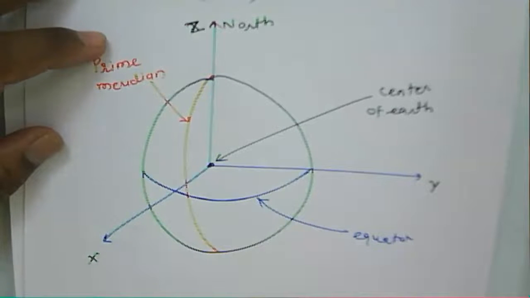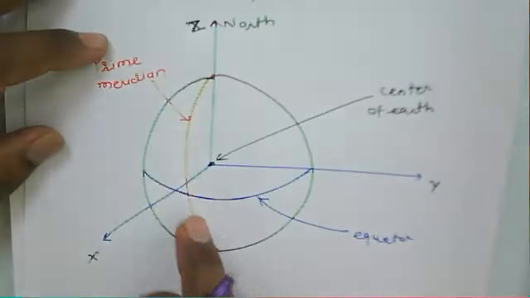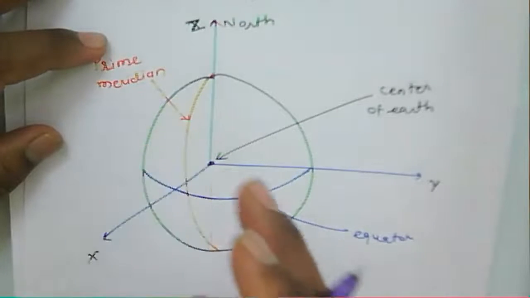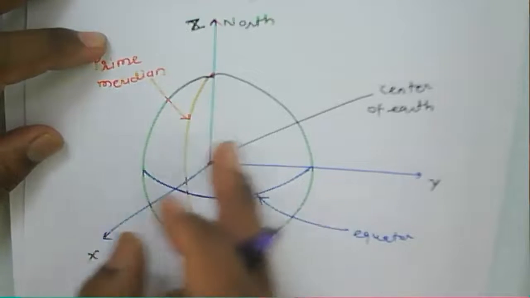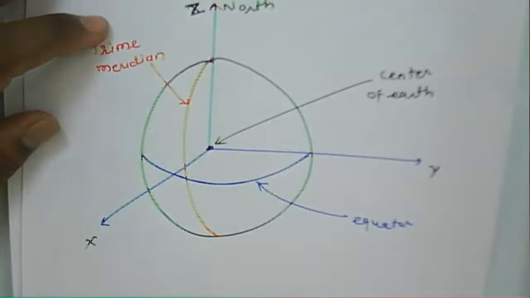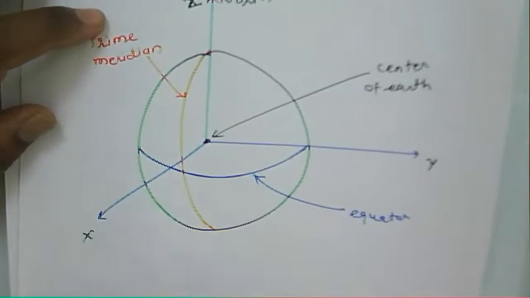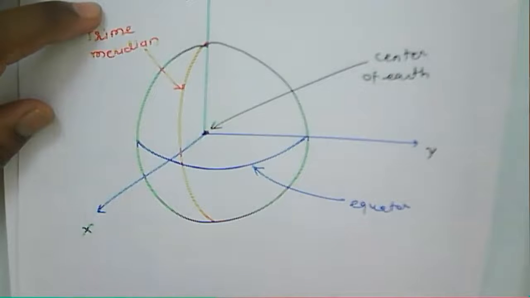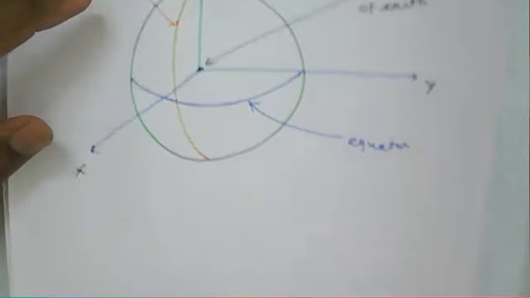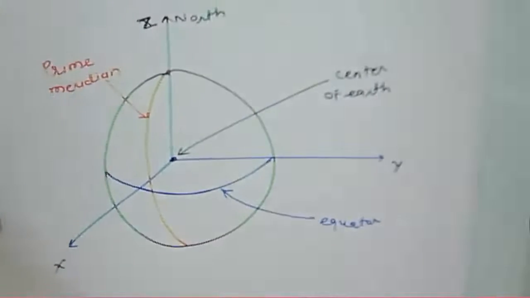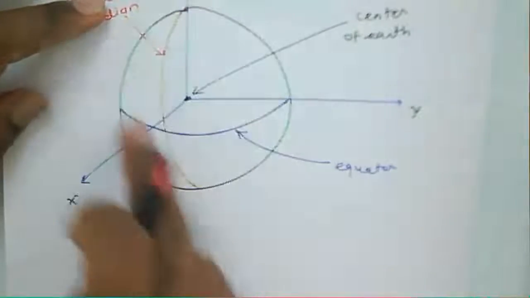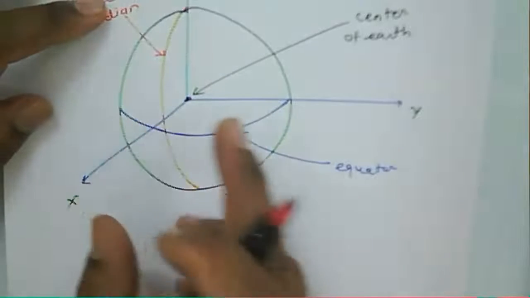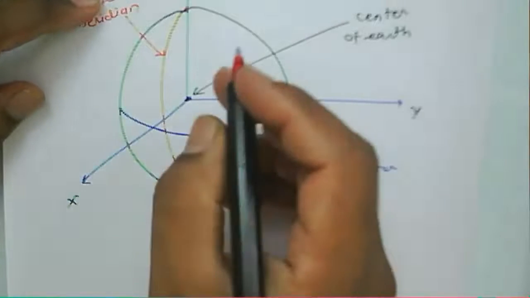Then the x axis passes through the prime meridian. This is about the prime meridian here. And the y axis passes through the 90-degree east longitude. Okay, we can say that this is about the ECEF coordinate system. That ECEF coordinate system will rotate along with the earth. Now, using this coordinate system, we can describe the position of an object easily.